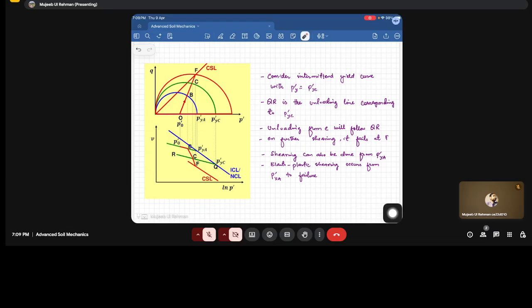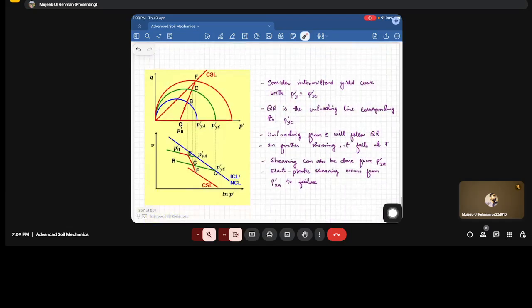Now from Q, if we unload the sample, whatever the stress state will be less than P'y, they will have an elastic response. So this was the unloading line. Now the point C will not lie on this unloading curve. Why? Because some amount of plastic strain has been accumulated. That's why it has moved to this point, and C is some intermediate point. This will lie here. Correct?